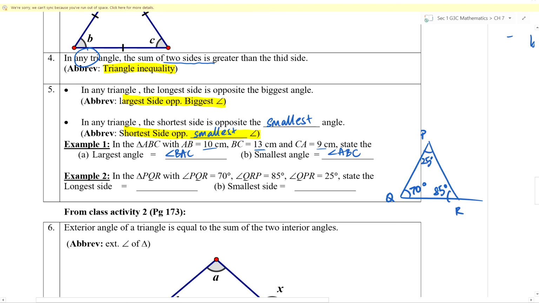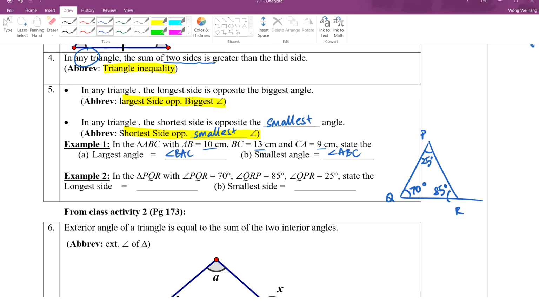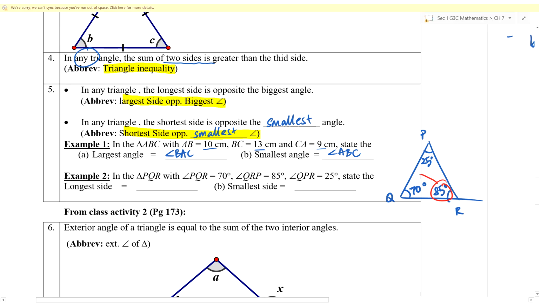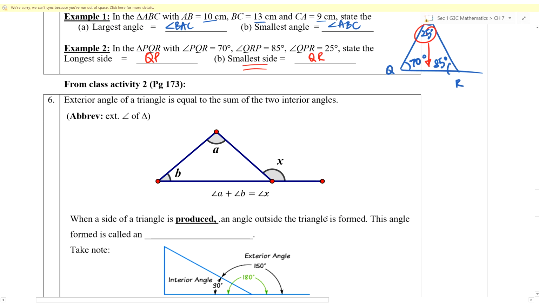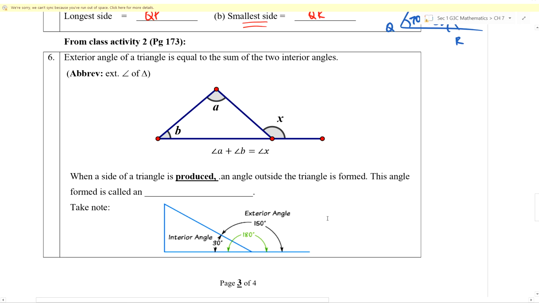The longest side must be opposite the largest angle. So this is the largest angle, this must be the longest side, that will be QP. And the smallest side must be opposite the smallest angle, that is QR. The next property that we are using is the exterior angle of a triangle.